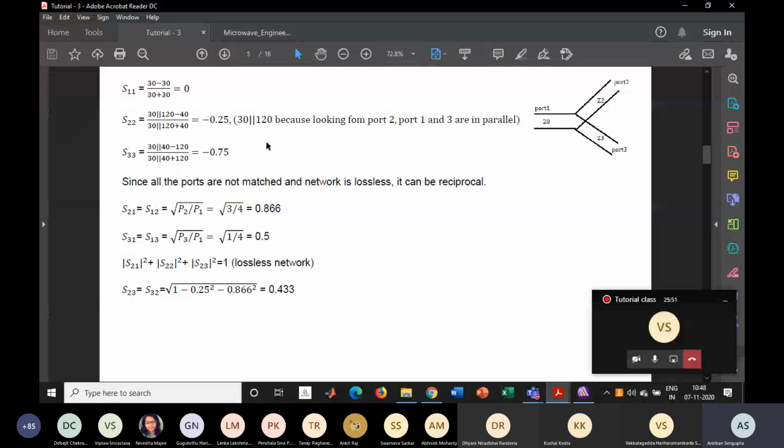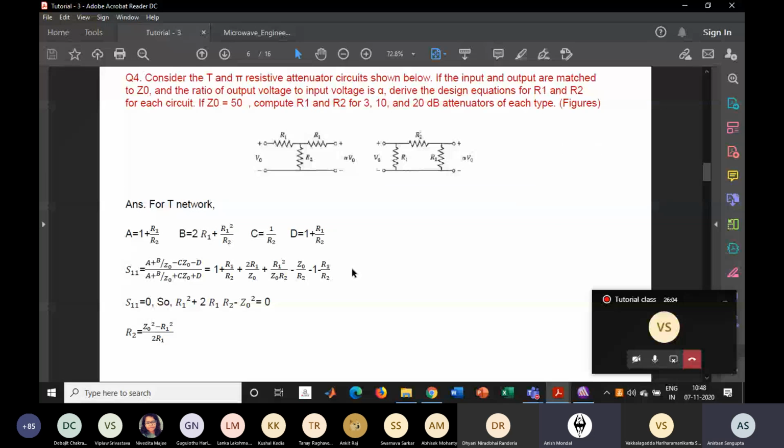So this is the third question. Now moving forward to the fourth one. Sir, I have a doubt in the third one. Yeah, tell me. Sir, if we look into port 2 in the previous question.